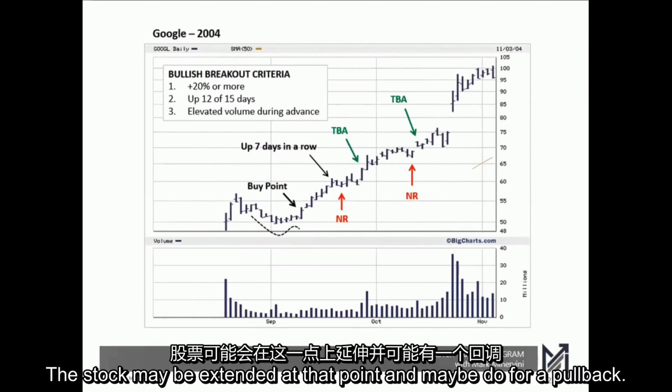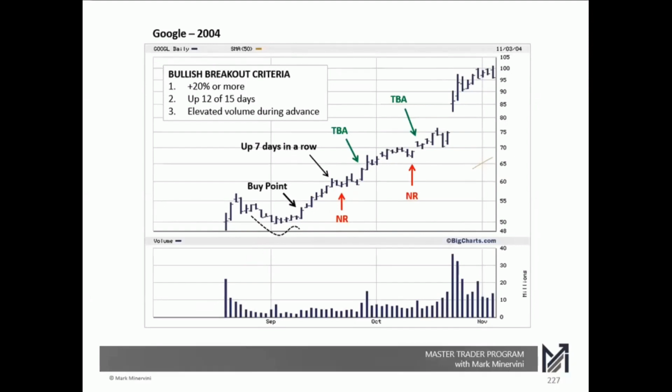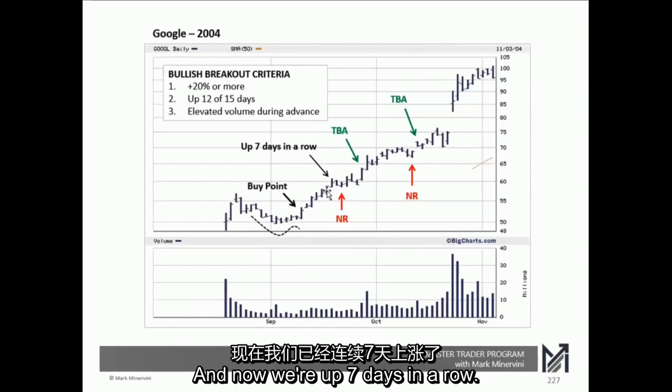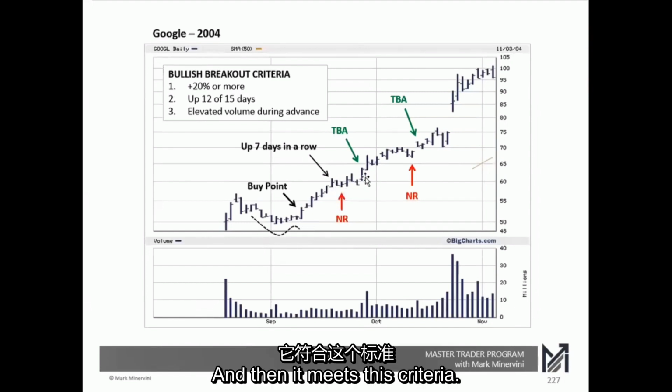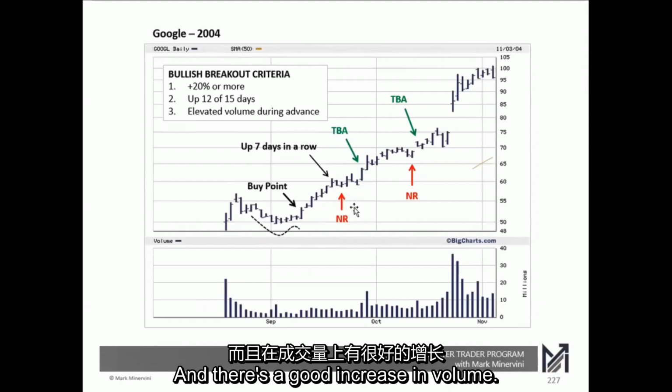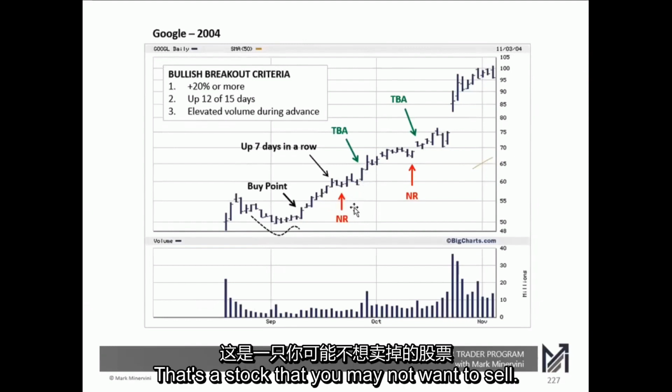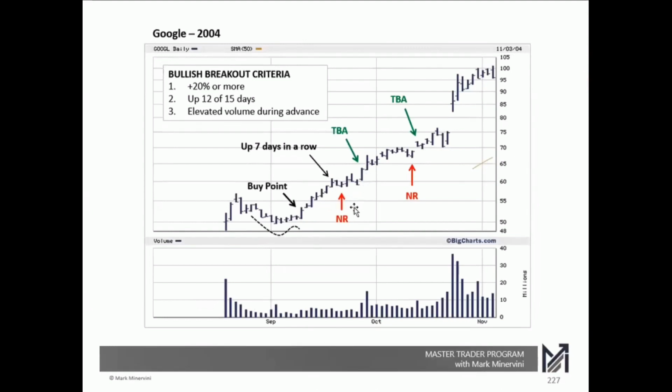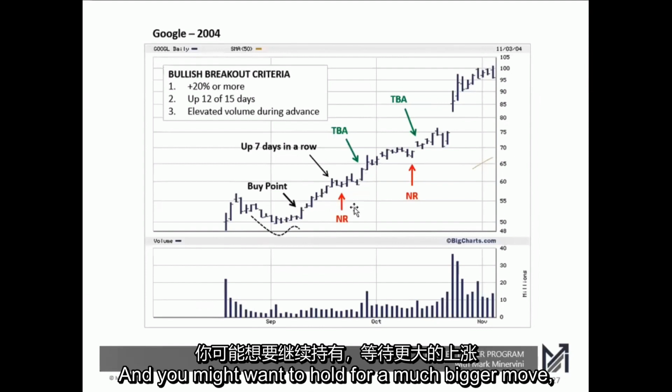The stock may be extended at that point and may be due for a pullback. But let's just say you bought it here at the breakout, and now we're up 7 days in a row. And then it meets this criteria where 12 out of 15 days it's up and there's a good increase in volume. Well, that's a stock that you may not want to sell, and you might want to hold for a much bigger move.